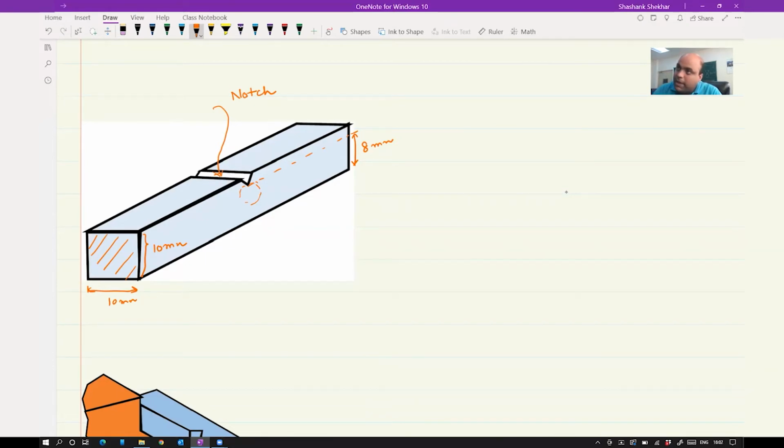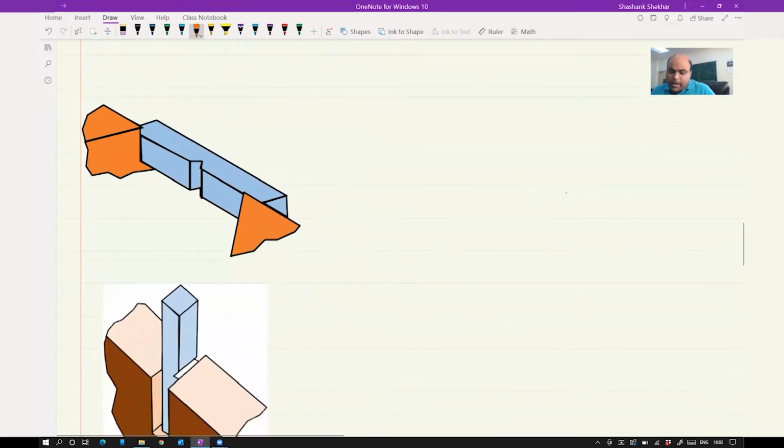For the notch, we have a 45-degree V notch. So it's a V shape and the angle is 45 degrees. And since this is 8 millimeter and the overall dimension is 10, the notch length is 2 millimeter.